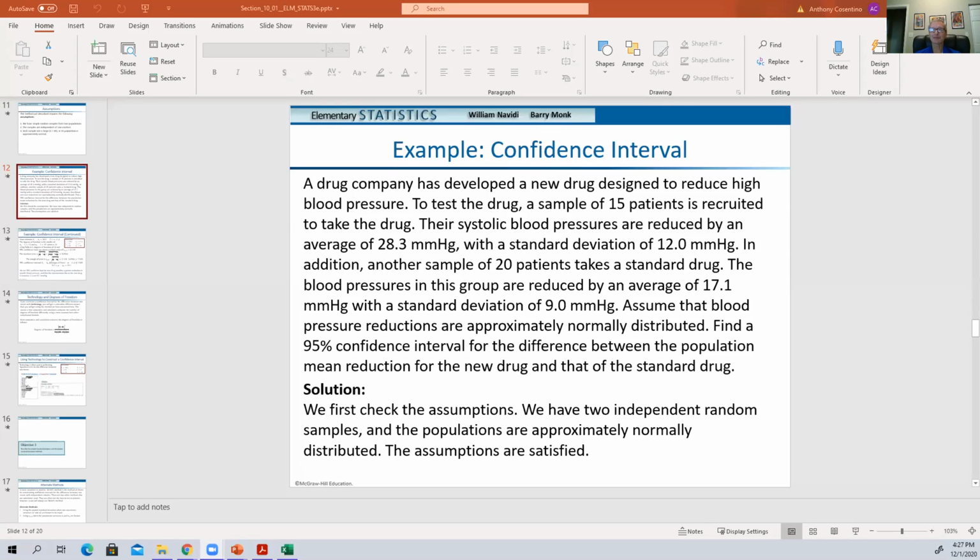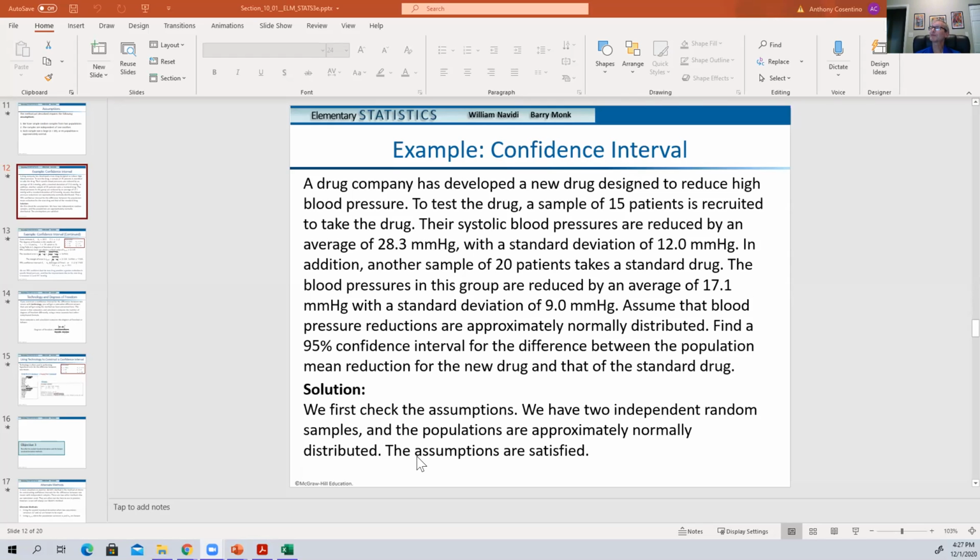Hello, class. Continuation of lecture 10.1, where we're doing confidence levels with two means, two samples. Here is our example that we're going to walk through. Last lecture, we talked about a bunch of definitions to get us to this point. This is something that works quite well in the pharmaceutical industry.